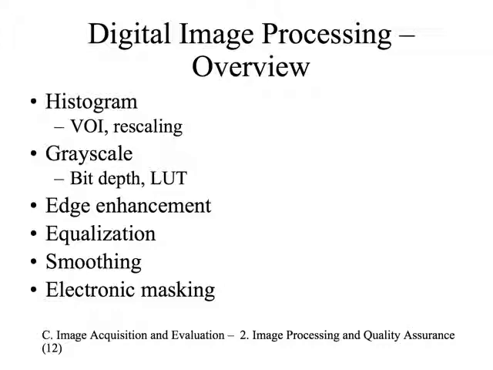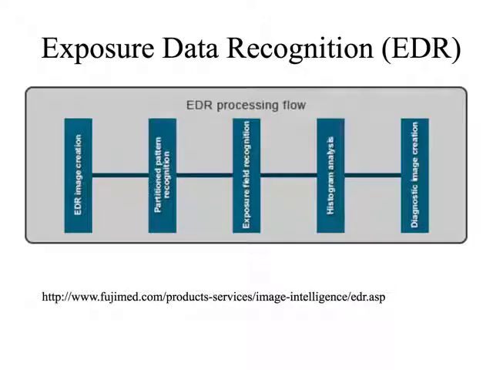Okay? Now, masking is a pretty broad term, right? There's a bunch of different kinds of masks that we can apply to something. So we'll really just talk about one kind of electronic mask that I believe the CR systems and DR systems use. So here's an overview that was provided by Fuji of how exposure data recognition works. So that would be the broad term.